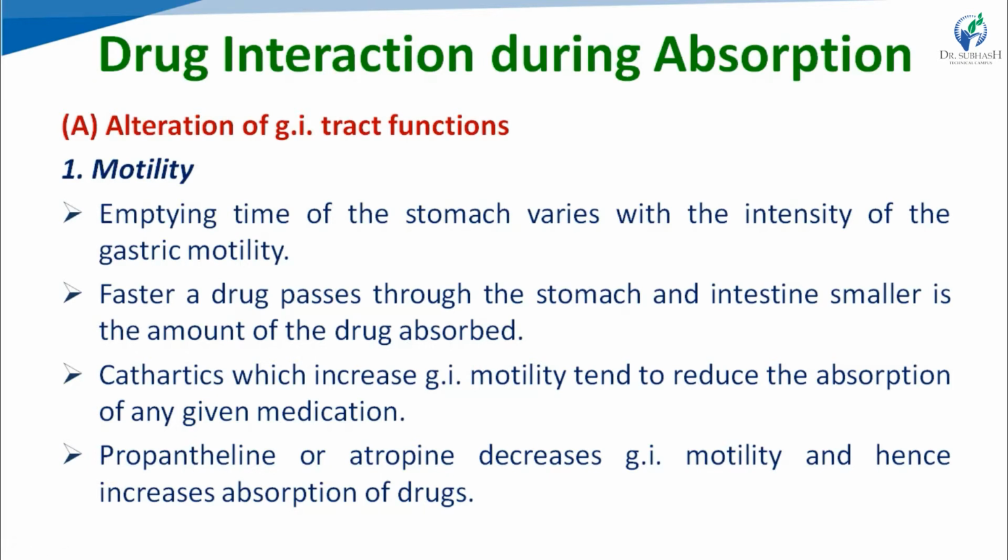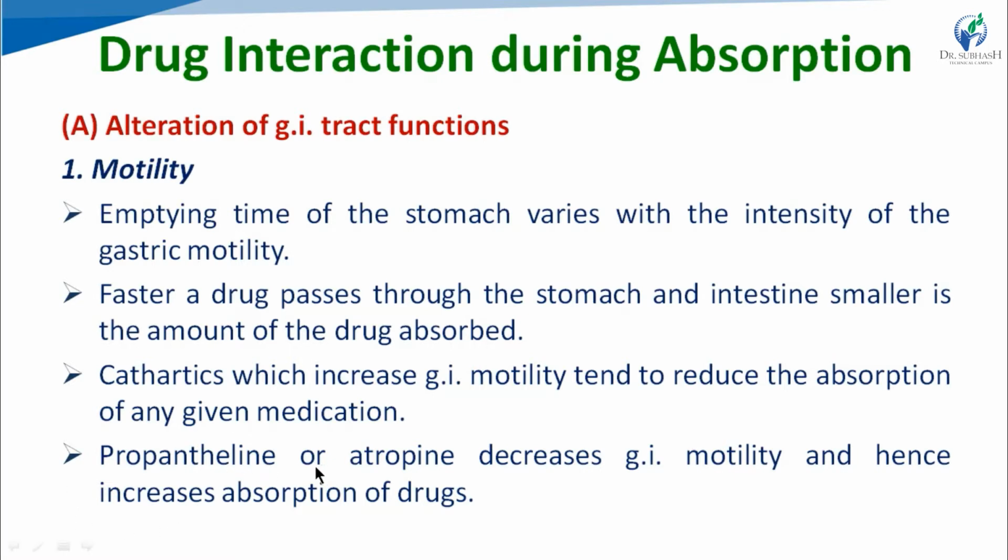Then propantheline or atropine. Propantheline is used to treat ulcer, and it is an anticholinergic drug. And atropine helps to reduce saliva or mucus and is used to treat spasm in the stomach, and it is one of the antidotes in certain poisoning conditions.